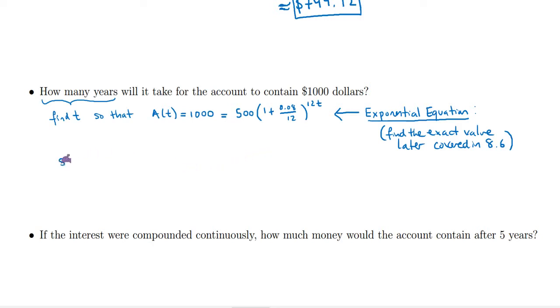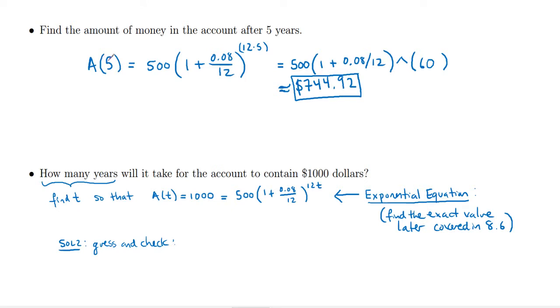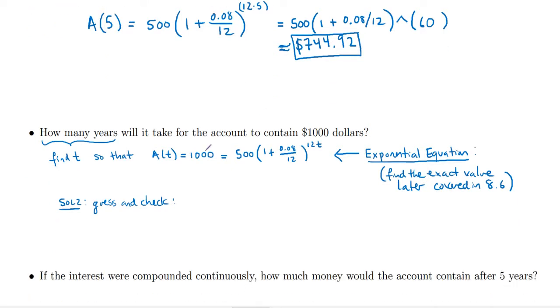So here's a solution 2. It's not going to give you the exact answer, but you could do some guess and check. Well, the previous one, after 5 years, you only have $744. So you know what? Let's just see how much we have in there after 6 years. So take out your calculator, see what you get after 6 years, after 7 years, after 8 years, 9 years, and just see what you get approximately for these, and see if they're getting closer and closer to 1,000.